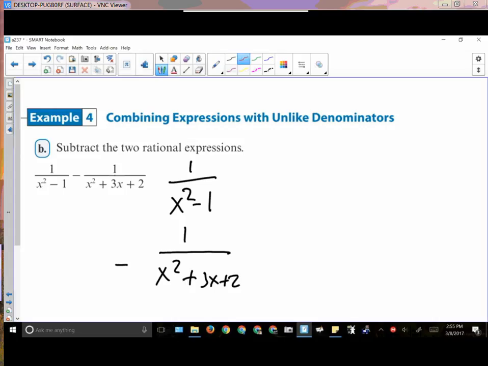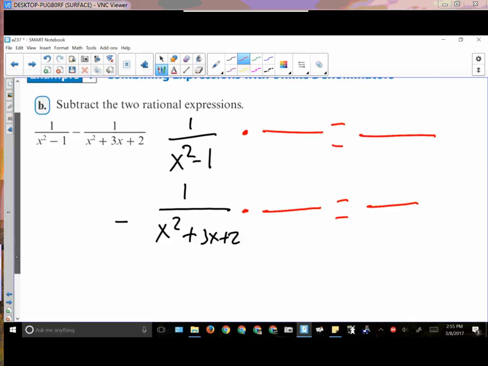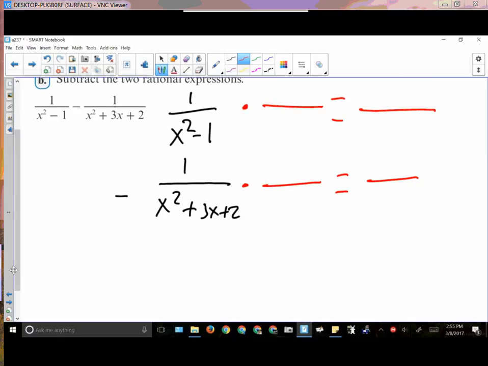However, I am going to set this up in exactly the same way that I did the last problem. My only thing that I'm going to have to worry about now is what do these factor into? Well, if I've got x squared minus 1, that's a difference of 2 squares, correct? So that should be x plus 1, x minus 1. Yes?